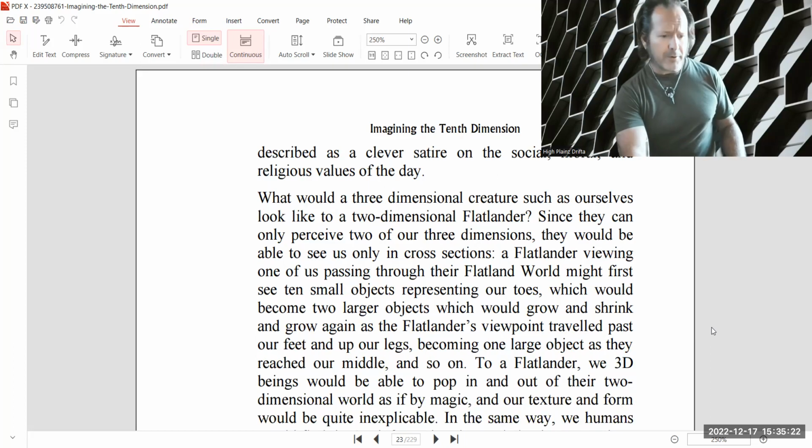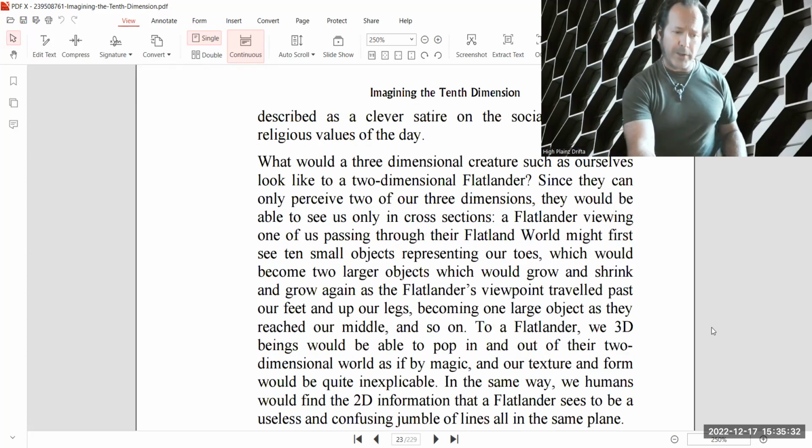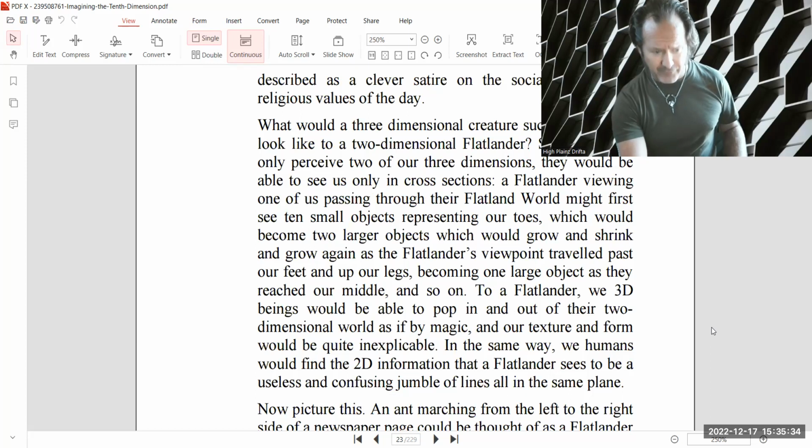To a Flatlander, we 3D beings would be able to pop in and out of their two-dimensional world as if by magic, and our texture and form would be quite inexplicable. In the same way, we humans would find the 2D information that a Flatlander sees to be a useless and confusing jumble of lines all in the same place.